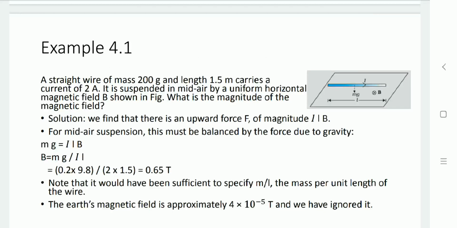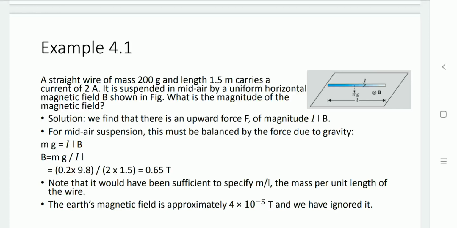For mid-air suspension, it must be balanced by gravity. In mid-air, the gravitational force is present, so it must be balanced by the magnetic force. The gravitational force is mg. So mg equals the force available as the current is flowing through it due to the magnetic field. Both are going to be equated, because the wire is in a balanced condition. So mg equals ILB, so B equals mg by I into L.